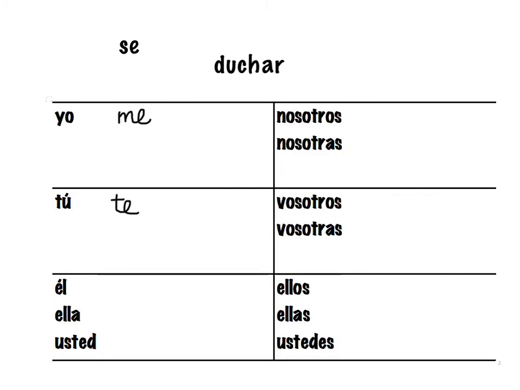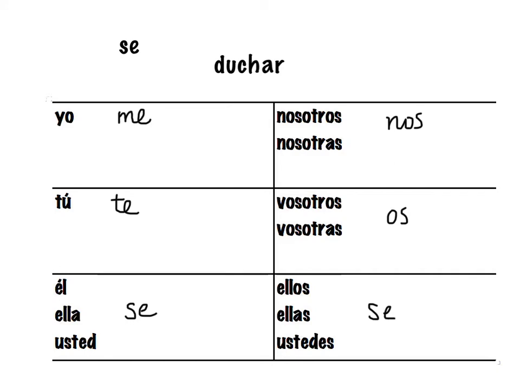Él, ella, and usted. Se, nosotros and nosotras. Nos, vosotros and vosotras. Os, ellos, ellas, and ustedes. Do you remember?